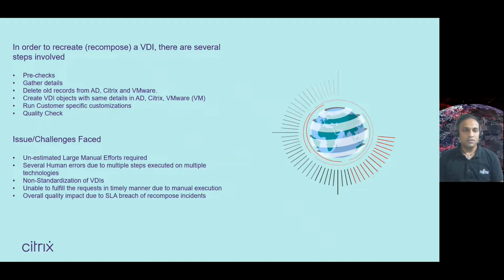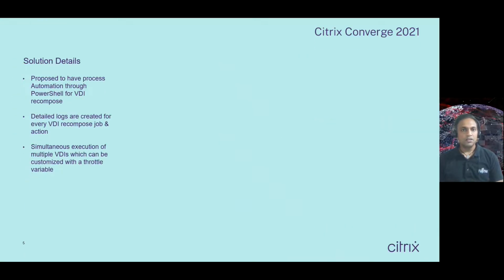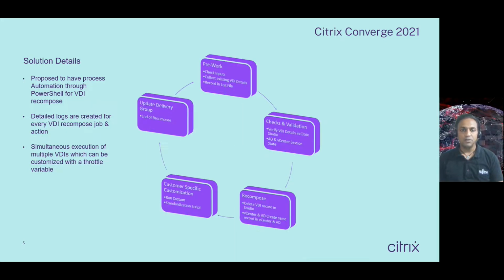When we do the manual task, we were facing a lot of issues like several human errors and non-standardization of VDIs. We were not able to fulfill the request in a timely manner, which was impacting our quality and resulting in SLA breach. So we decided to have an end-to-end automation with detailed logs and simultaneous execution. And this is the workflow of the VDI Recompose automation.